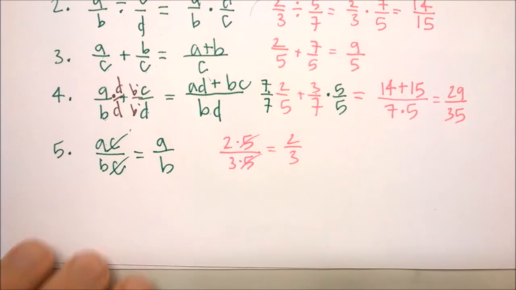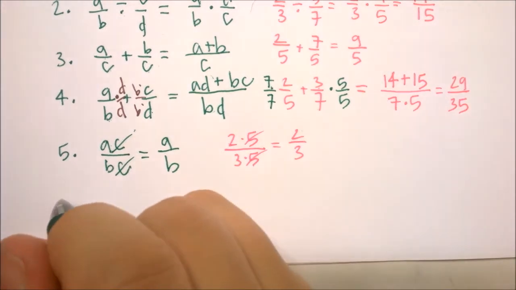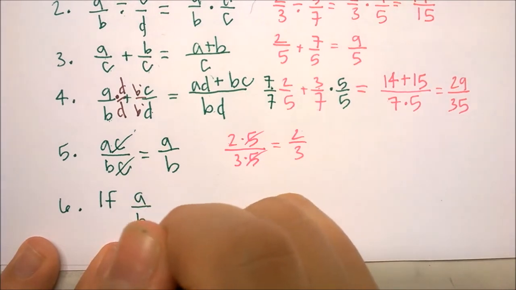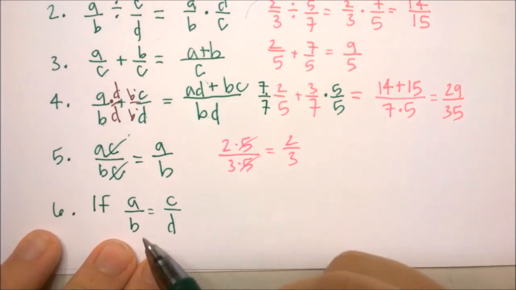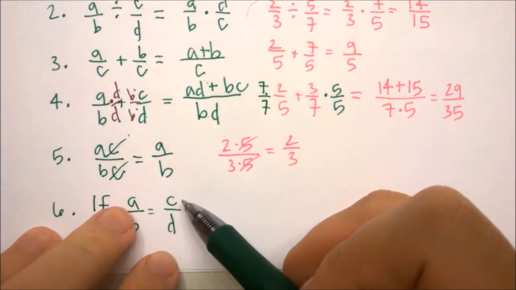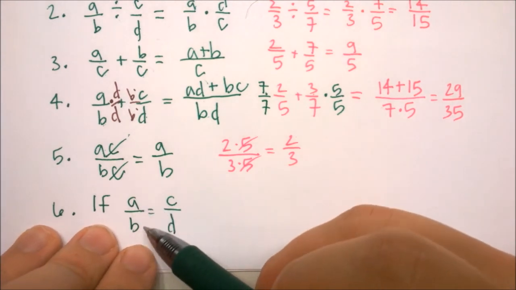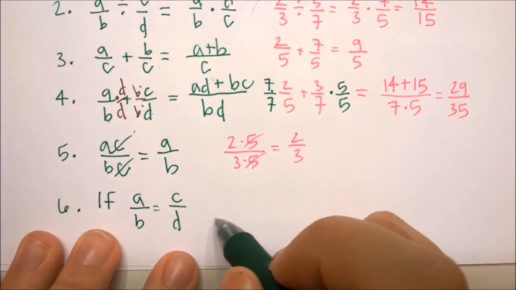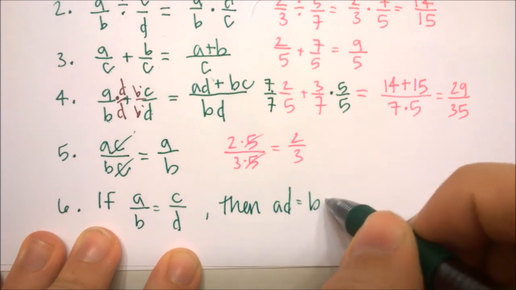Okay? The final property here is just talking about when we're going to write an equality expression. So if we say A over B equals C over D, one really common mistake here is assuming because the fractions are equal that the numerators and the denominators are equal. But this statement does not imply that A equals C and B equals D. What it does imply is that AD equals BC.